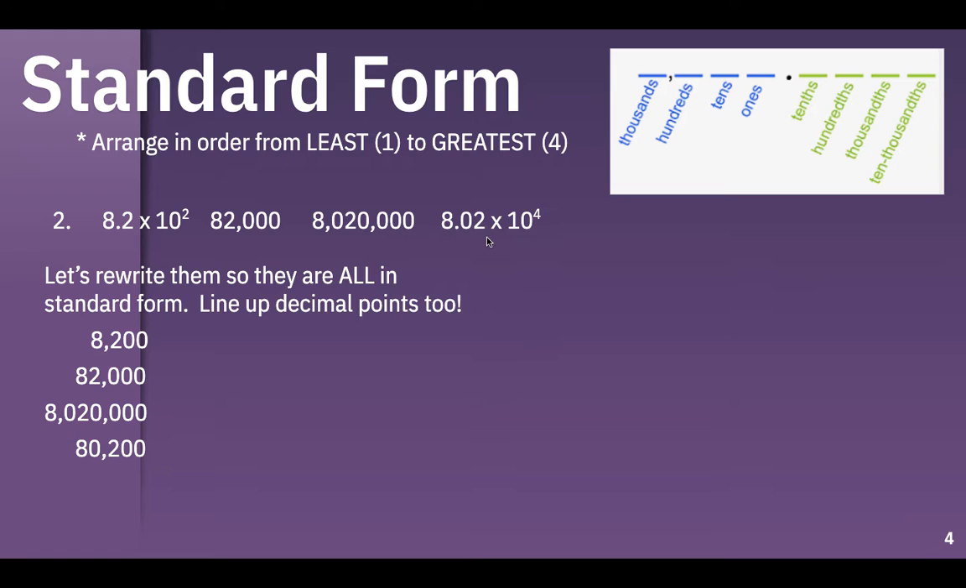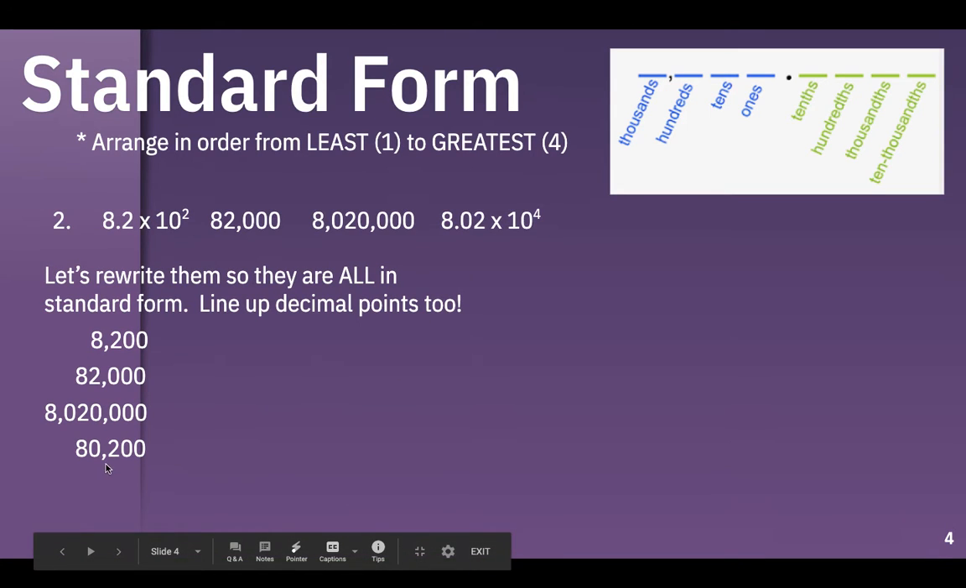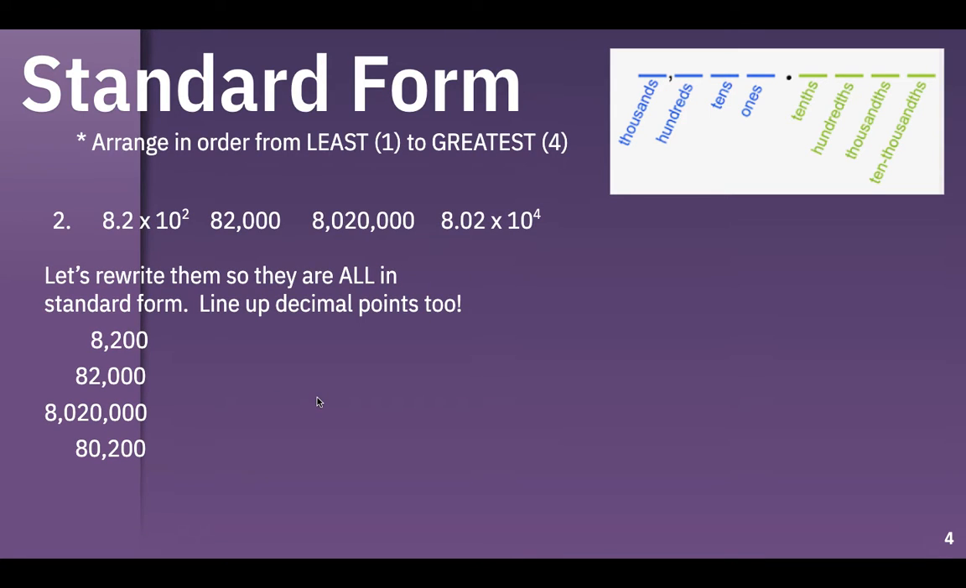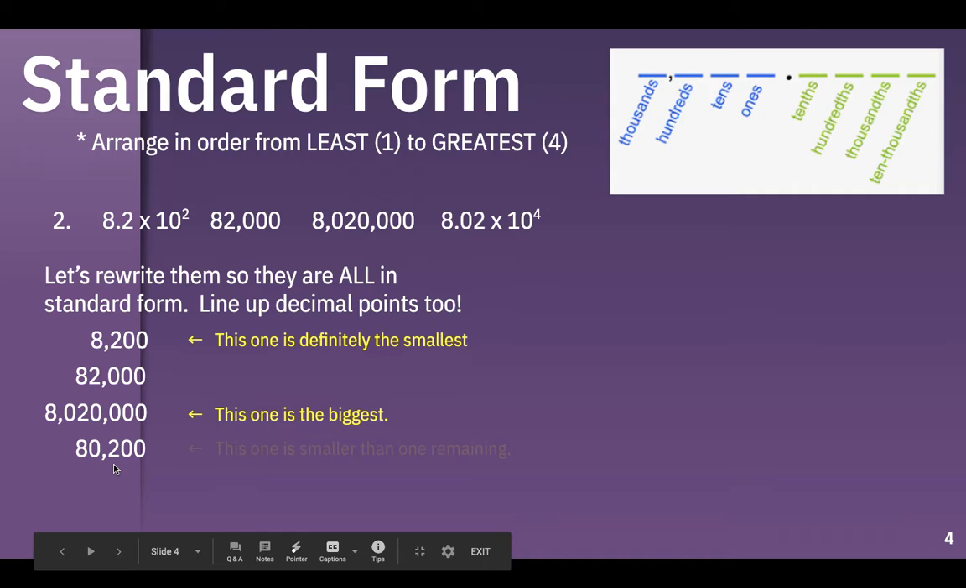and 8.02 times 10 to the 4th. So moving our decimal 4 places to the right. 1, 2, and then add 2 more zeros. So that'd be 80,200. Then we have to line up our decimals. This one's definitely the smallest. Then we could say this one's going to be our biggest. And we have to compare the 82,000 with the 80,200. This one is smaller than the one remaining.